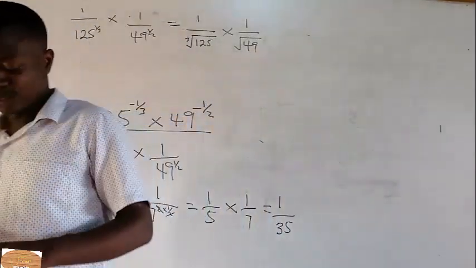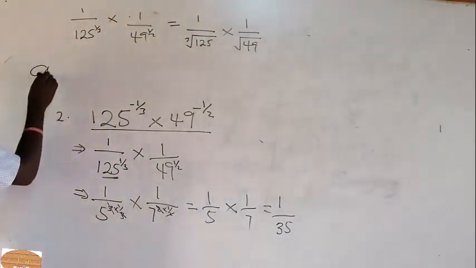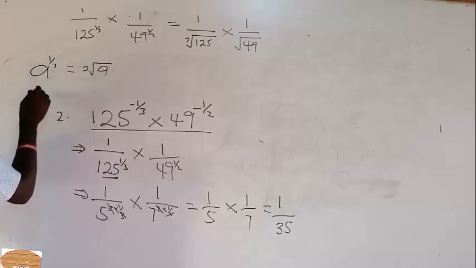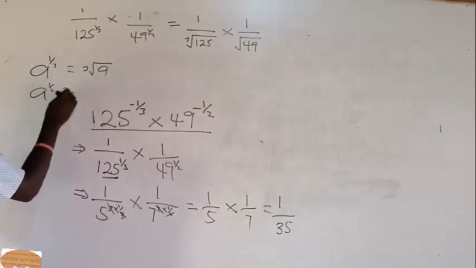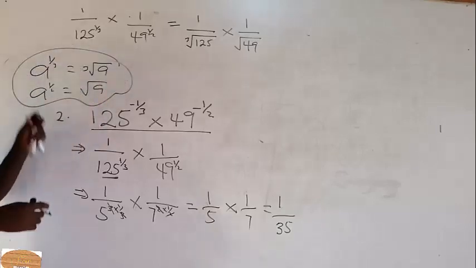Don't forget that we said in case you are given 8 to the power 1 over 3, it is the same as the cube root of 8, and 8 to the power 1 over 2 is the same as the square root of 8. We said this in our properties, so don't forget this.